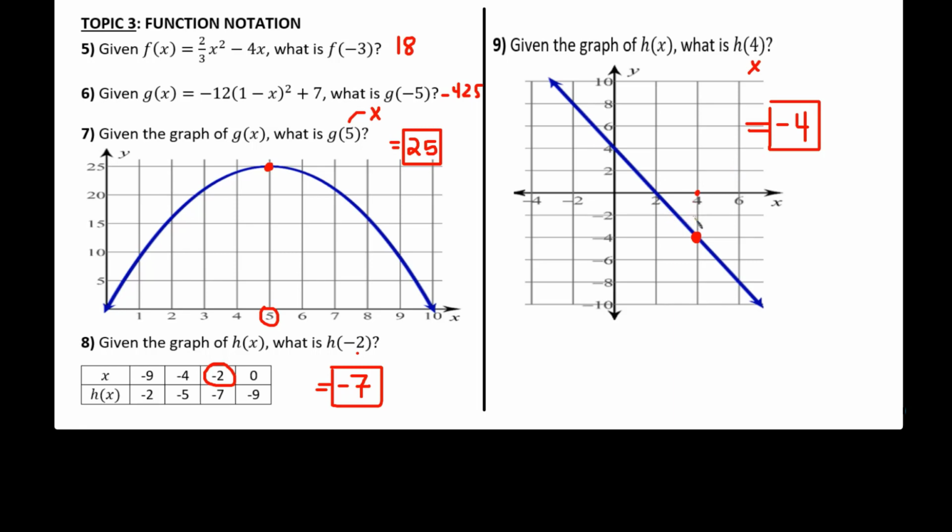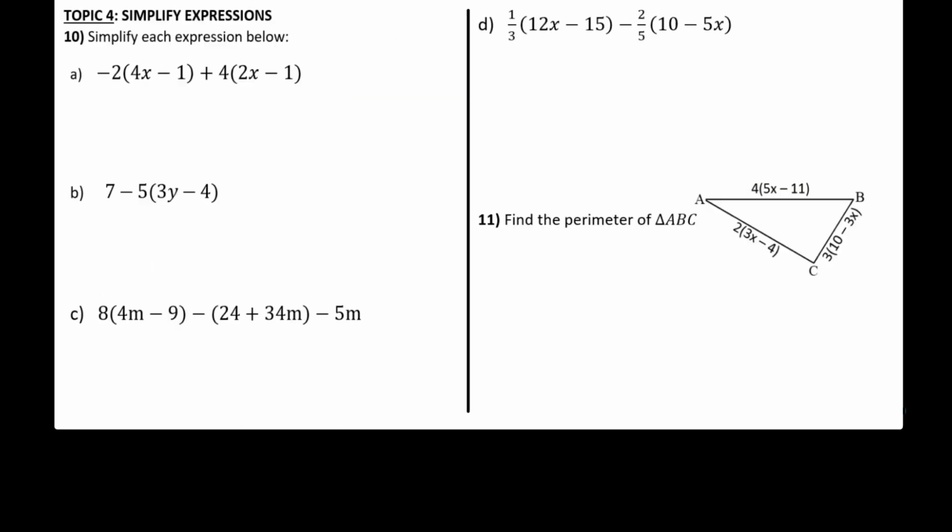Okay. Also, please be careful in this problem here that the scale of the graph is not 1 for every little square. Every little square is worth 2 points. So that means this is -2 and this is -4. That's why I got -4 for my answer. Okay. Very good. Let's go on to the next problem.